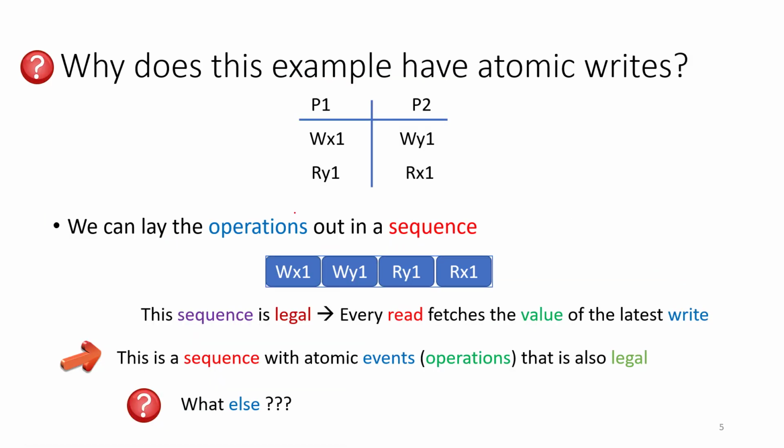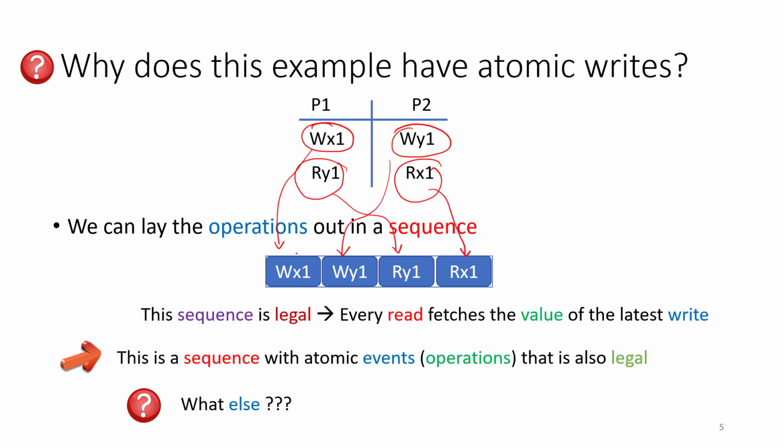So what we want to do now is see why this example has atomic writes. That is because we can lay the operations out in a sequence where we'll first have this Wx1, then we'll have Wy1, which goes over here. We will read Y to be 1, which again goes here, and we will read X to be 1, which again goes here, right? So Wx1, Wy1, Ry1 and Rx1. So as you can see, we can lay them out.